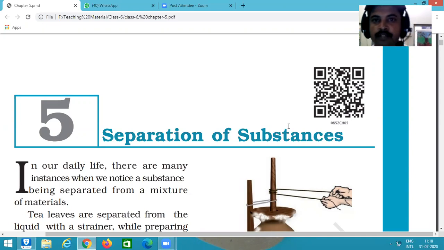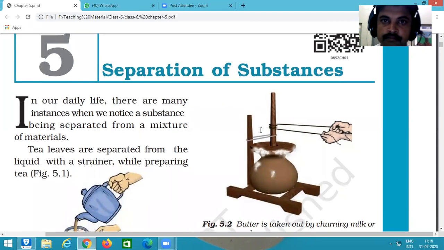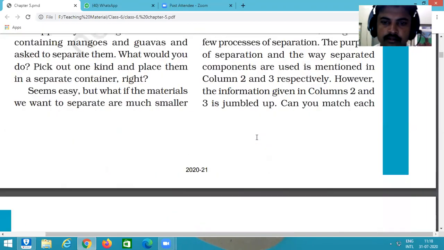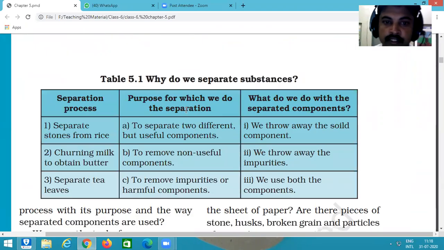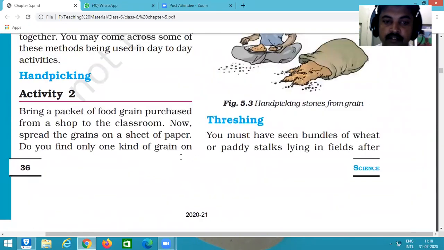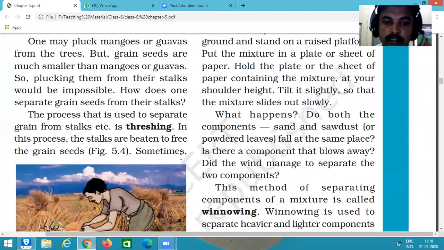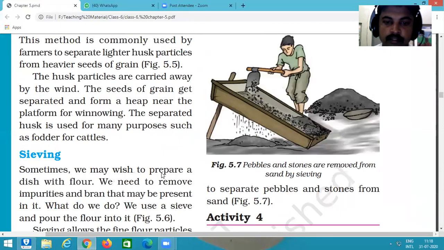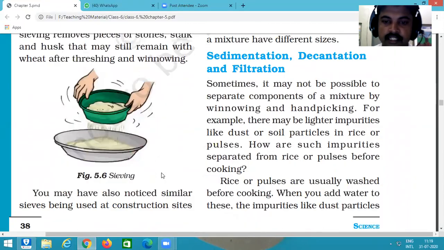Some techniques are used to separate a solid substance from a solid mixture. Some techniques are used to separate a liquid from a liquid mixture, and we also see the different separation processes, what the purpose of these methods is, and what we do with the separated components. Then we discussed different separating methods like hand picking, threshing, winnowing, sieving, sedimentation, decantation, and filtration.